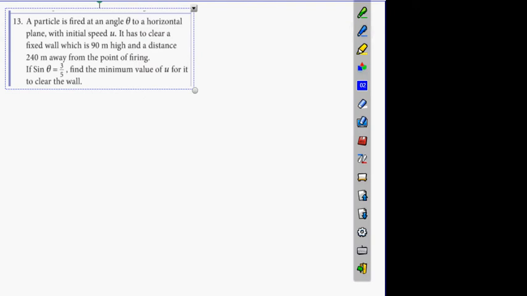Okay, so first thing we're going to do is work with sin θ equals 3 over 5. We're going to make a 3, 4, 5 triangle. So the hypotenuse is 5, the opposite is 3, and the adjacent therefore is going to be 4. The next piece of information is that s of x is going to be 240, and s of y is going to be 90. Okay, so you have to construct your two formulas. Mainly, it's going to be the sx formula and the sy formula that we're going to use.